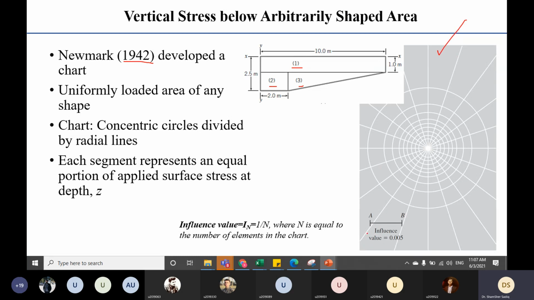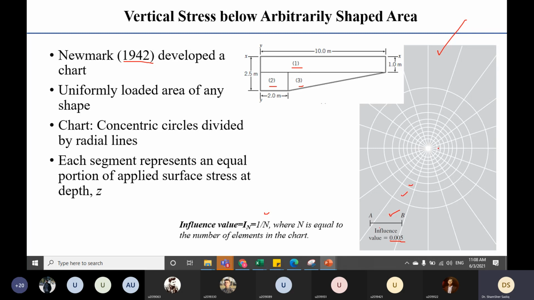So this Newmark chart is available with different influence values. Now nobody should say that the Newmark chart influence value will always be 0.005. This is an influence factor, 0.005. So this Newmark chart can be developed for 0.001. There can be any influence value. So for example, influence value is equal to 1 divided by n, and n is the number of elements in the chart. For example, this is one element, this is two elements, this is the third element.